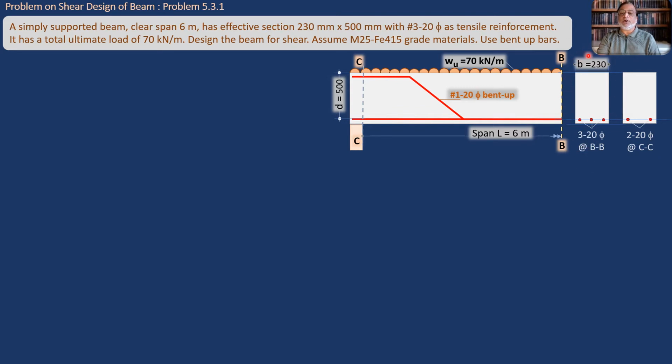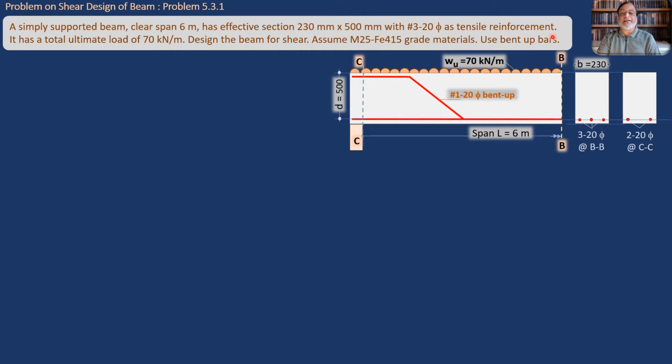Now here we see two cross sections. First cross section is at BB, section BB. You can see this cross section BB. Here you find the breadth of the beam as given is 230 mm and we see 3 bars of 20 mm diameter. So this is the cross section. You can say it is the cross section near the mid span of the beam and it is containing the beam tensile reinforcement.